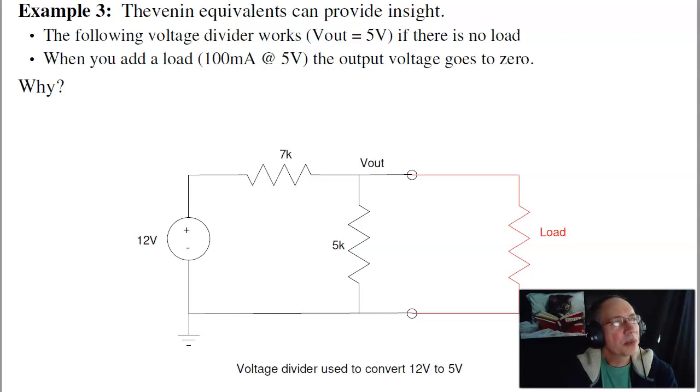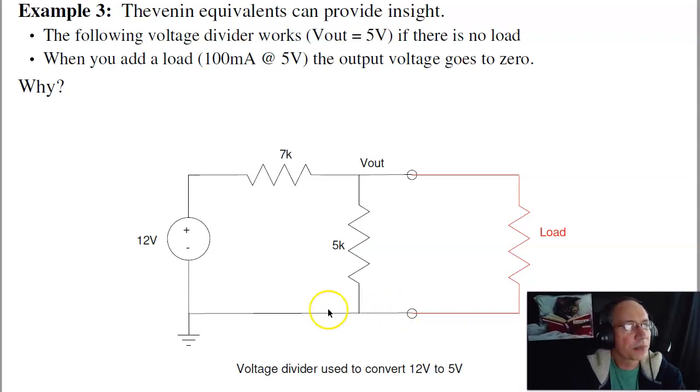An example of why you'd want to use Thevenins is this circuit. This is a case where I've got a voltage divider. It'll convert 12 volts down to 5 volts, but it only works if you don't use it. For example, if I built this circuit and measure the output voltage, I get 5 volts, so everything looks fine. If I connect it to a load that draws 100 milliamps at 5 volts, suddenly the voltage goes away. Why is that? Well, Thevenin is one way you can look at it to understand.